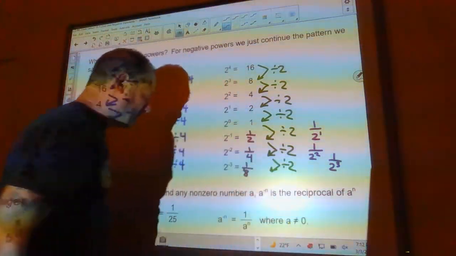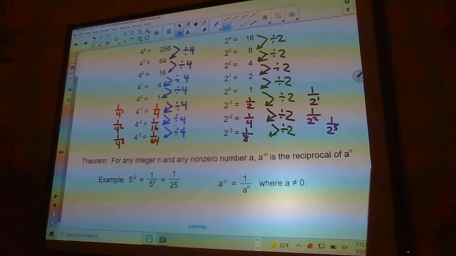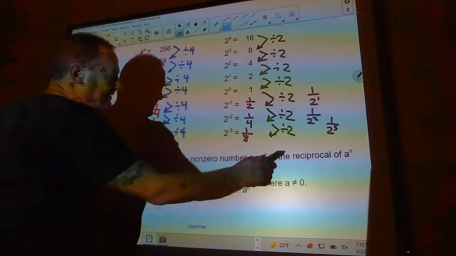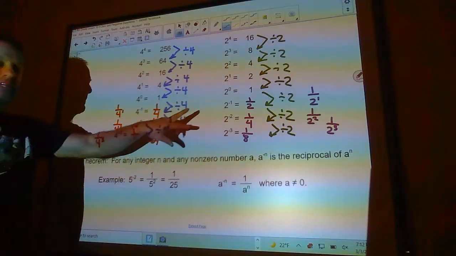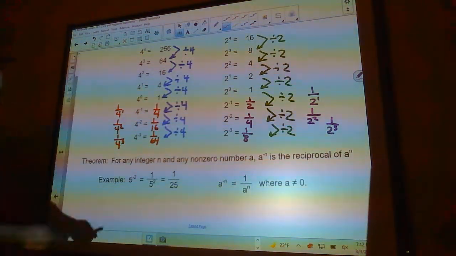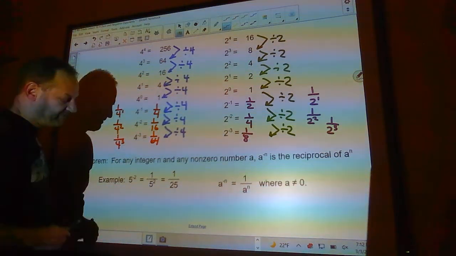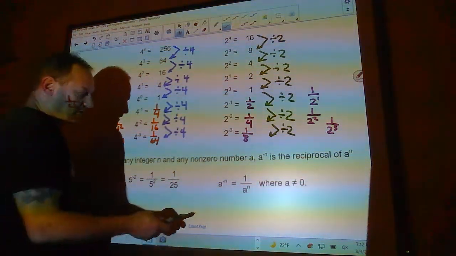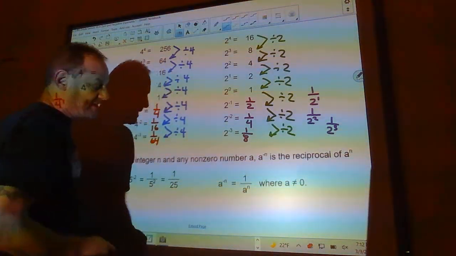Okay, so here we have a theorem. For any integer n and any non-zero number a, so a can't be 0, a to the negative n is the reciprocal of a to the n. Remember, reciprocal means take a fraction and flip it over, right? So 5 to the negative 2 is 1 over 5 to the second, which is 1/25. And in general, a to the negative n is 1 over a to the n, where a is not equal to 0.